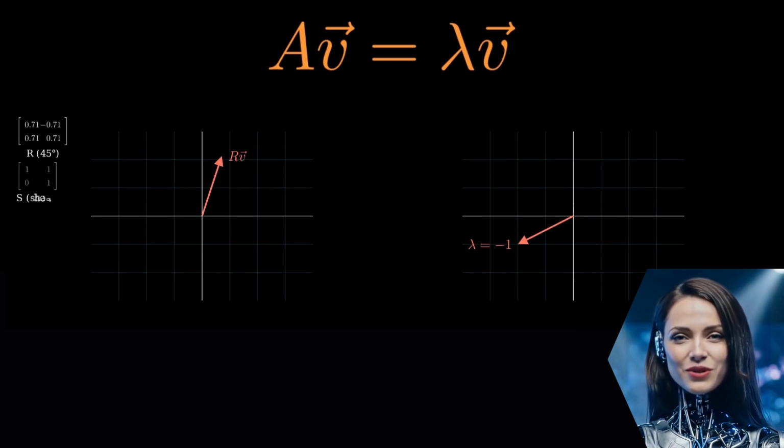The eigenvector equation is a puzzle. It asks, for a given complex transformation A, can we find any special vector v where the transformation's effect is identical to just simple scaling? And the solution to that puzzle is the set of eigenvectors and their corresponding eigenvalues.